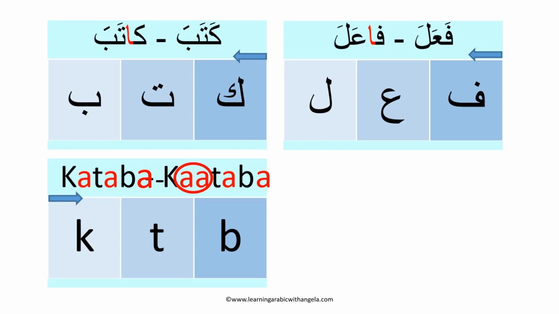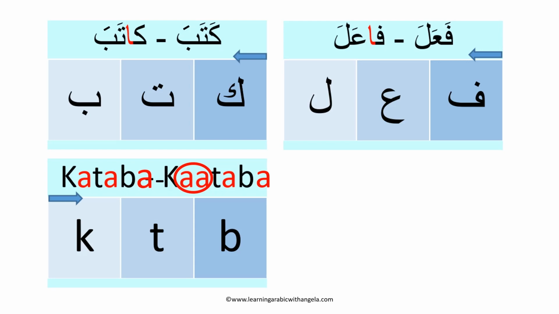Which leaves us with basically the three letters, the kaf, the ta, and the ba. So we're not writing the short vowels in this template. However, if we add a long vowel just after the letter ka, kaataba, that will change the meaning. Now that will mean to correspond with someone in terms of writing letters, or communicating with someone through letters. So kataba means to write, and kaataba, to correspond through letters. So we have a different meaning.